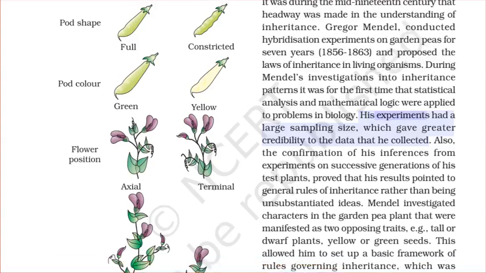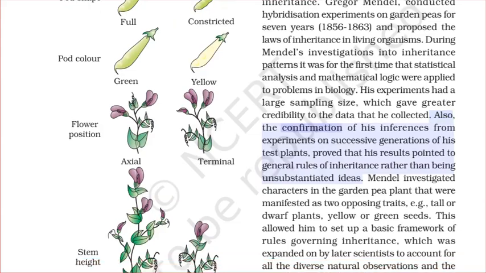His experiments had a large sampling size, which gave greater credibility to the data that he collected. Also, the confirmation of his inferences from experiments on successive generations of his test plants proved that his results pointed to general rules of inheritance rather than being unsubstantiated ideas.